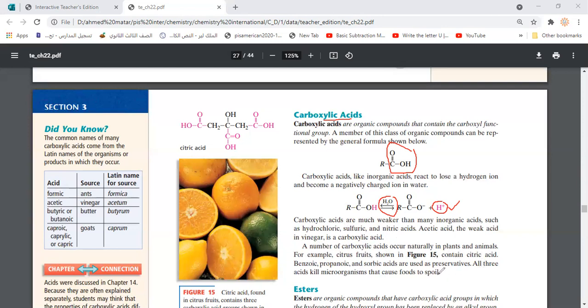So we have a lot of acids. Some of these acids we use in our daily life, like vinegar. Some of them are produced by microorganisms, like some kinds of bacteria, such as the lactic acid bacteria, which we use to make yogurts and so on. So there is a huge variety of carboxylic acids in our daily life.